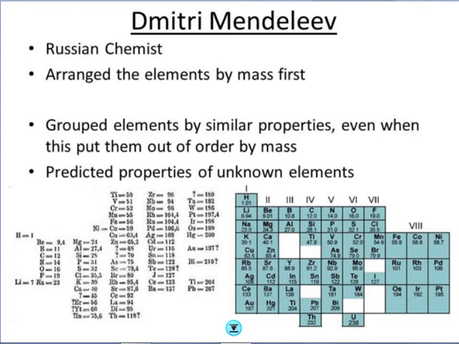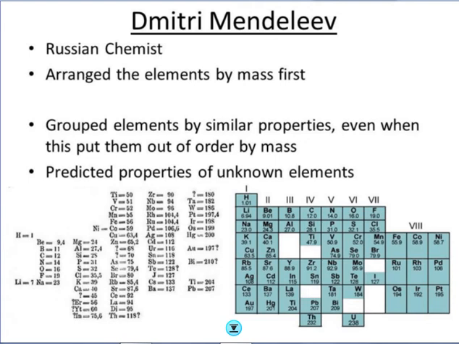Dmitri Mendeleev. He was one of the first ones who took the known elements of his time and arranged them by similar properties. He started with order of mass, and then when he looked at them and they had similar properties, he rearranged them, even though that pulled them out of order of mass.